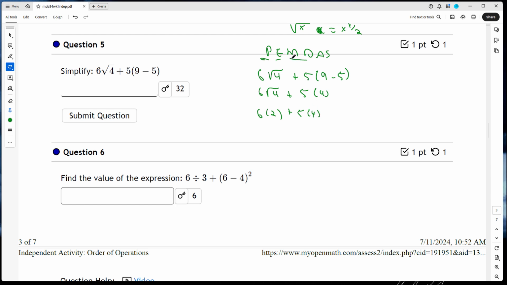So multiplication and division, I do have that. Go from left to right. 6 times 4 is 12. And 5 times 4 is 20. Addition and subtraction here. 12 plus 20 is 32.